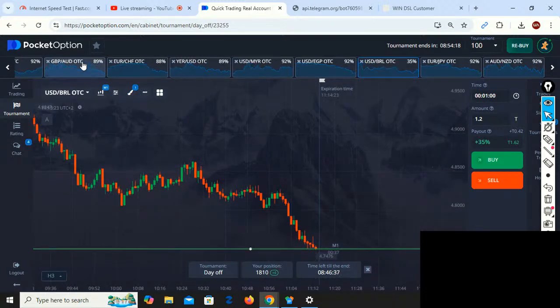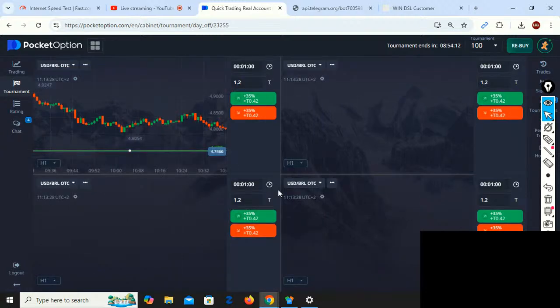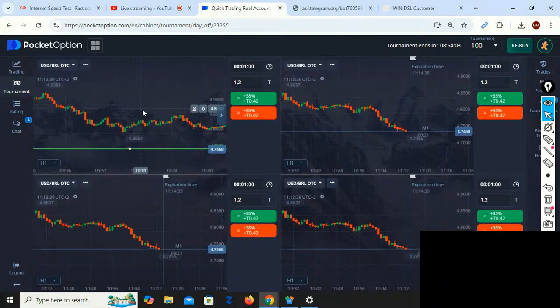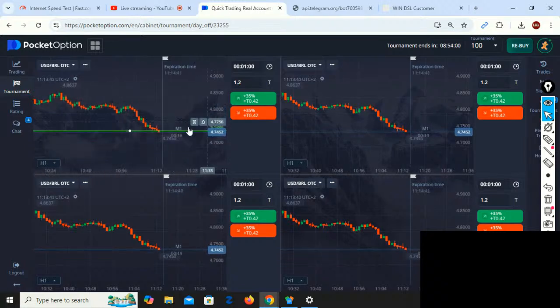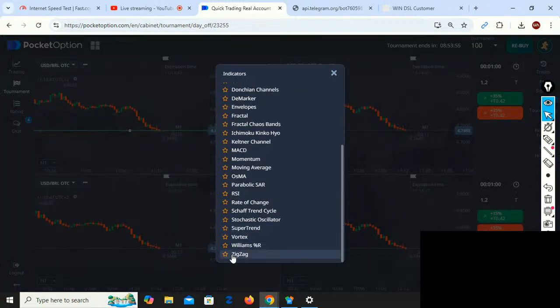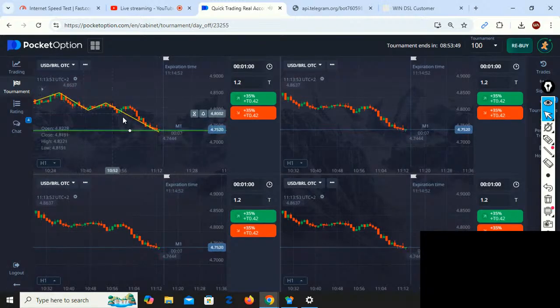So now let's set up the 4 charts. You go here, you click on 4 charts over here, and let's add on each chart. You can also include the zigzag indicator over here. It will give you a better view of what's going on. How steep is the drop?